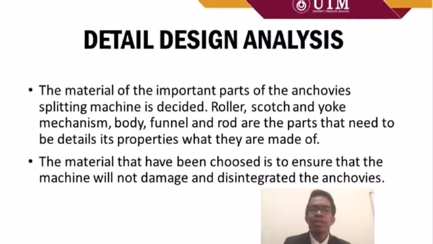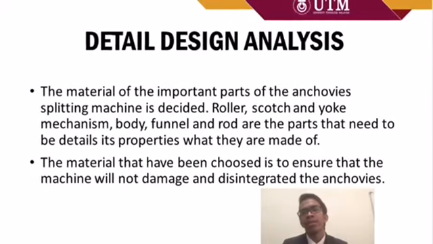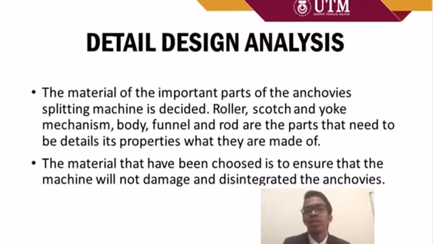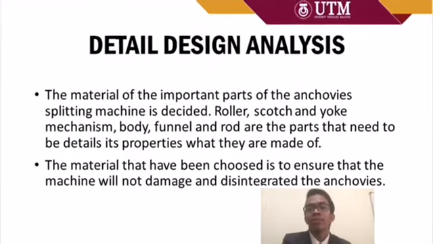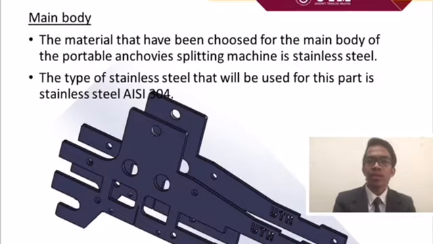Basically, the materials that have been chosen are to ensure that the machine will not damage and disintegrate the quality of the anchovies. Okay, the first is the main body. The material that has been chosen for the main body of this machine is stainless steel, and the type of stainless steel that I chose for this part is stainless steel AISI 304. As you know, stainless steel is good, especially for machines that are involved in food processing.